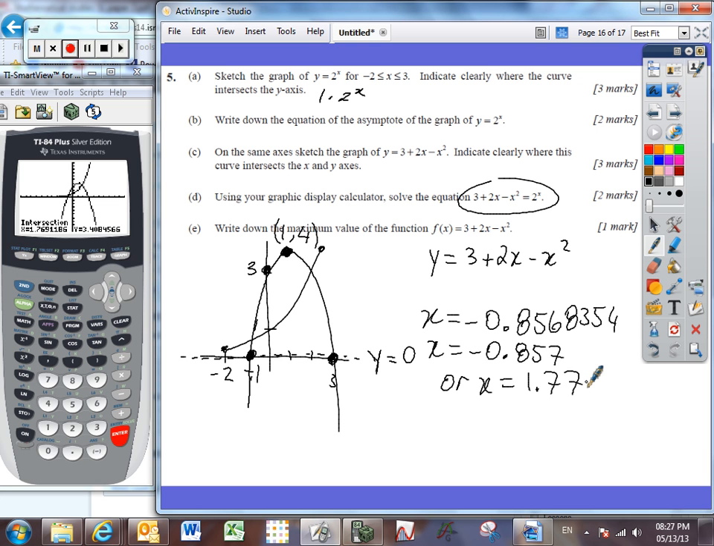Part E, write down the maximum value of the function. Well, I already found it in my vertex, that the maximum value, the highest value, and value, by the way, always means the y value. So the word value means the y coordinate. The maximum value at the vertex is 4, and so that's my maximum value.